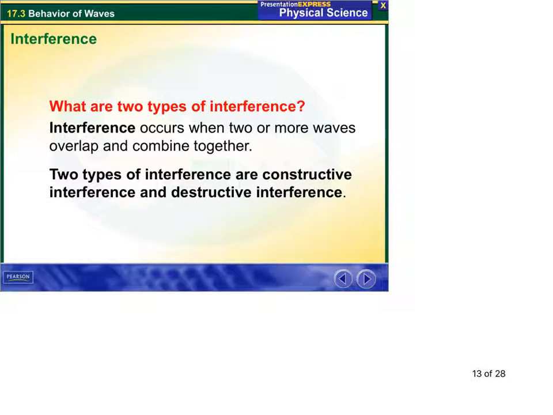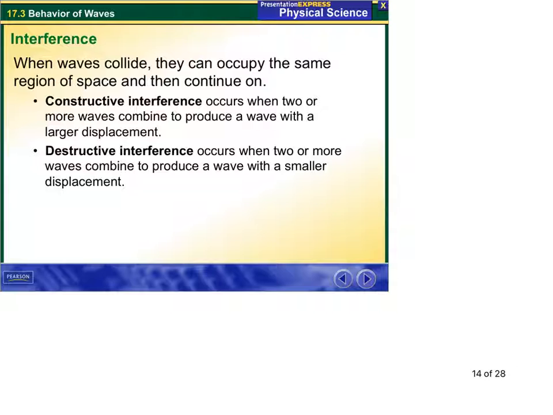Interference, another type of wave interaction. Two or more waves overlap and combine together. We get two types, called constructive and destructive interference. Constructive interference is when they combine and we get a larger displacement. Destructive is when they kind of cancel each other out, and we get a smaller displacement. In sound, constructive interference gives you a louder sound. Destructive interference gives you a softer sound.